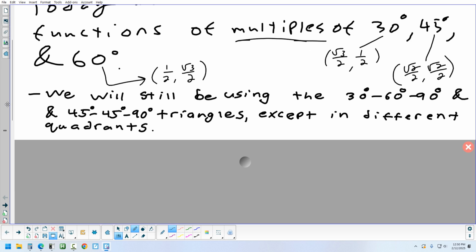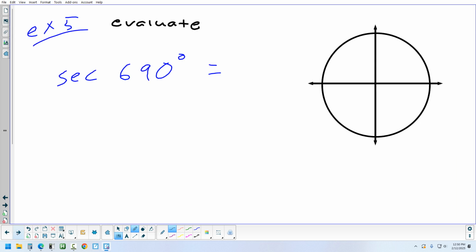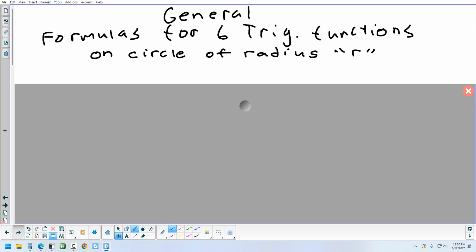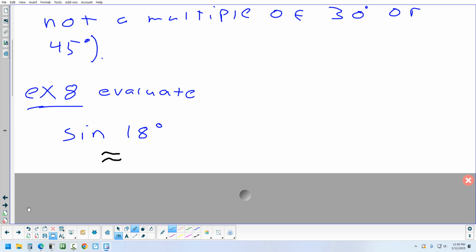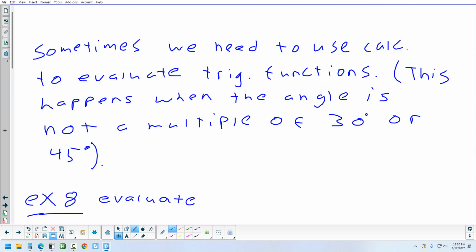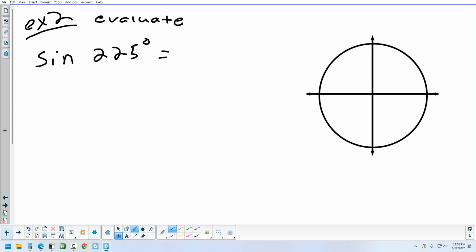And the last thing we'll look at is what happens if you have an angle that's not a multiple of 30 or 45. How do you find something like 18? When we get to that, I'm going to show you how you type it in on the calculator. Anything that's not a multiple of 30 or 45, we're going to use the calculator.